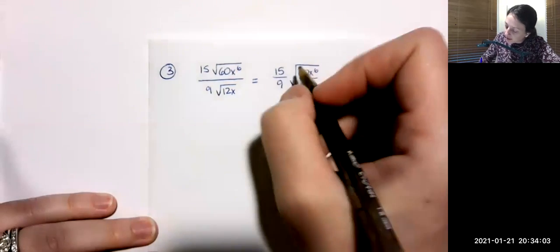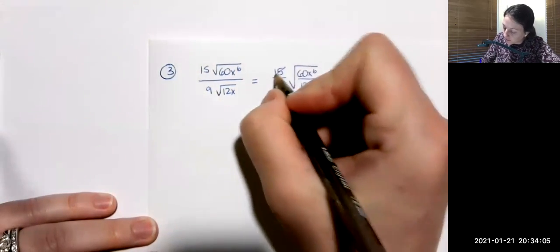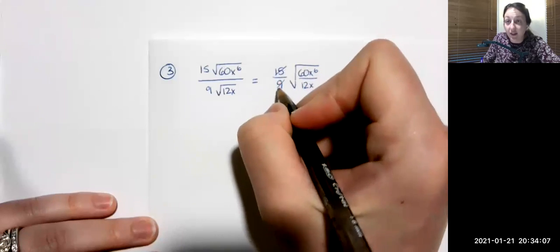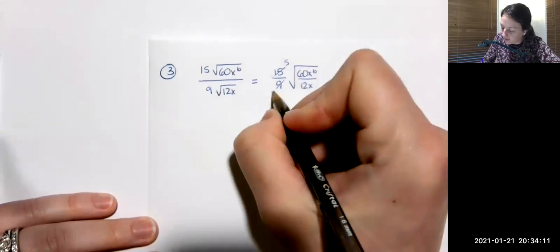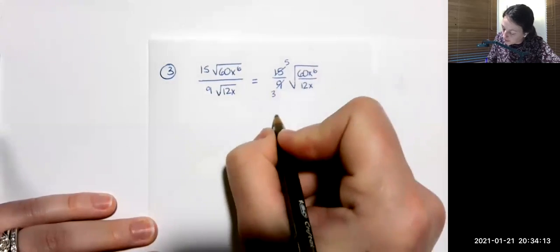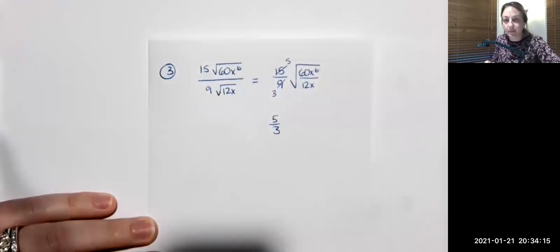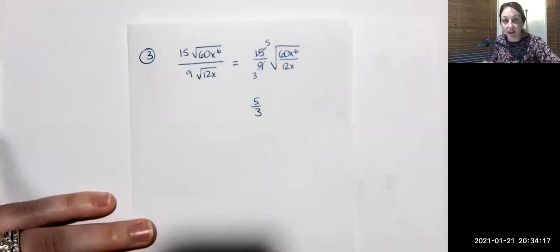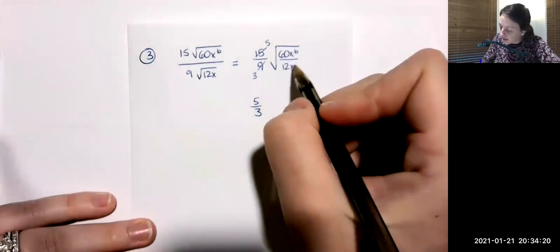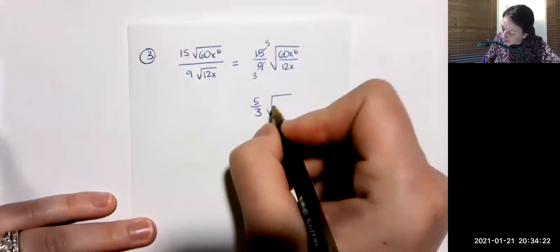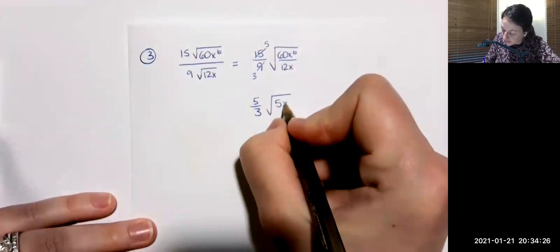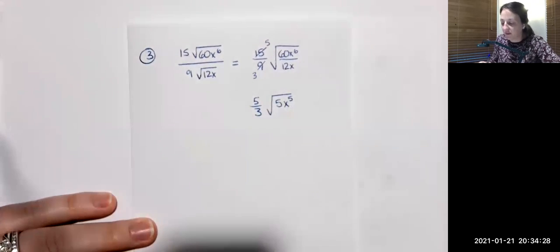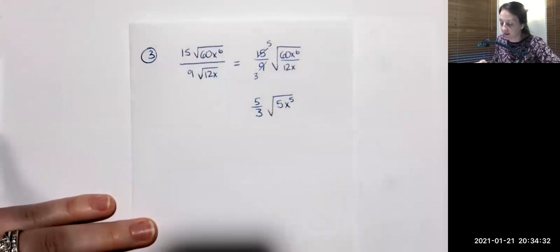So 15 over 9, let's go ahead and reduce this coefficient first. They both reduce by 3. 15 divided by 3 is 5. 9 divided by 3 is 3. So my new coefficient is 5 over 3. And then let's reduce what's inside the square root. 60 divided by 12 is 5. X to the 6th divided by x leaves you with just 5x to the 5th. All right, so that's nice and convenient, x to the 5th.